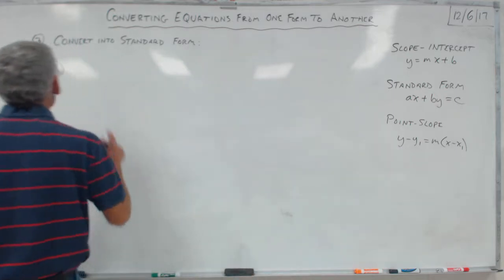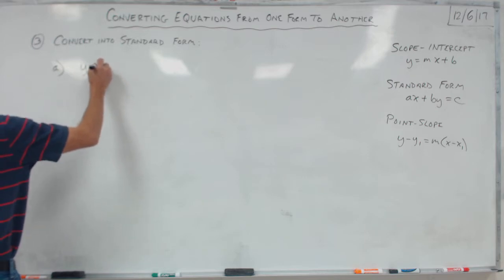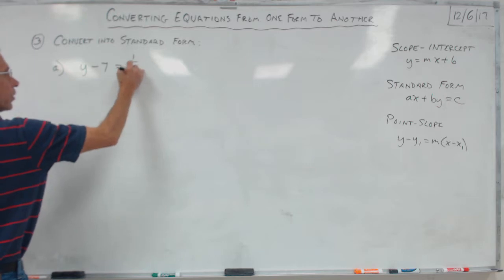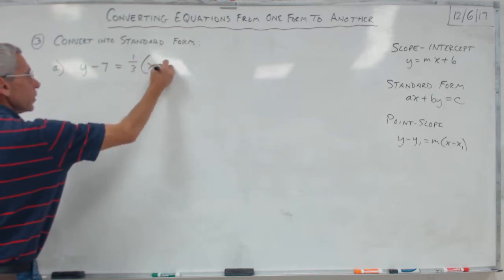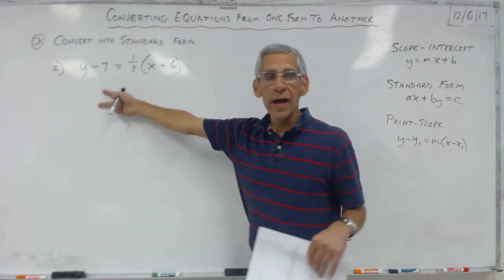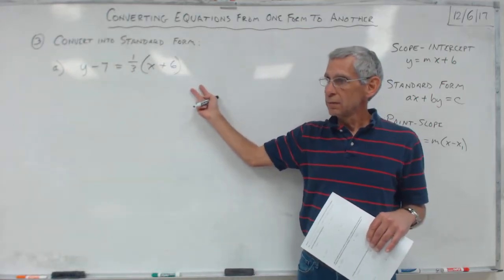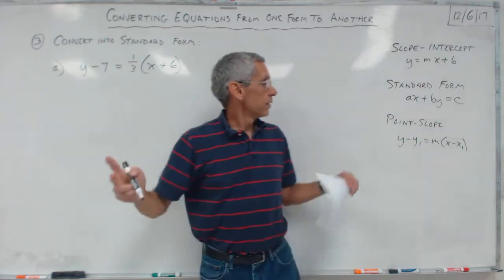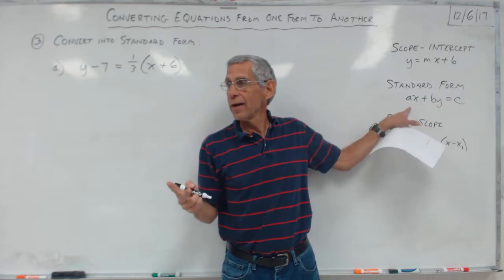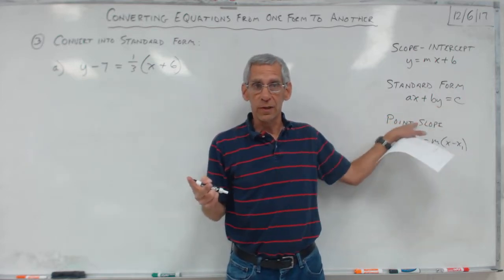All right, here we go. Y minus 7 is equal to 1/3 x plus 6. I'm asking you to convert this to standard form. So let's think about it. This is point slope, and I want it to be standard form where I've got ax plus by, and the x and y's on the left side of the equal sign.